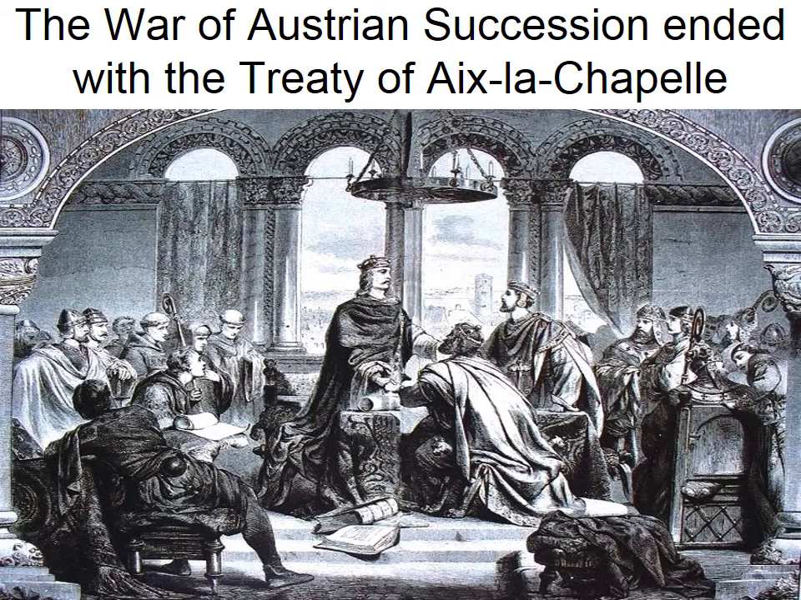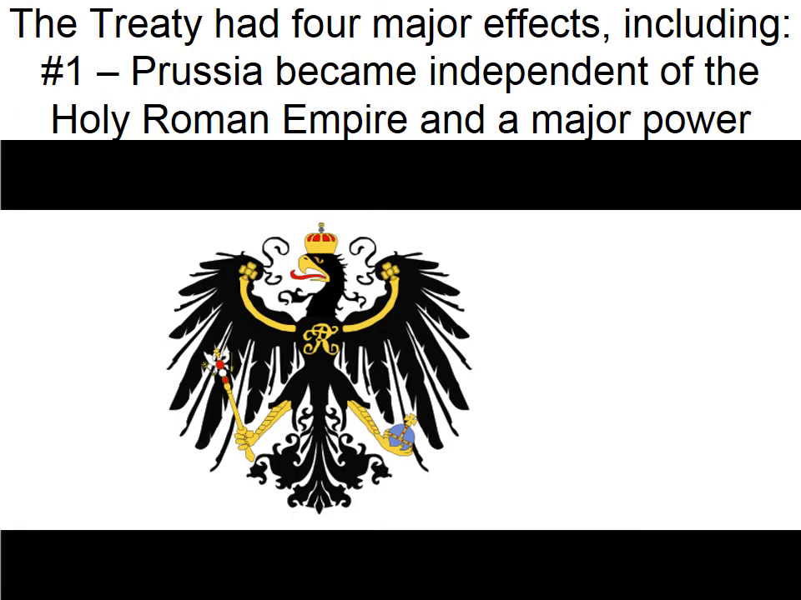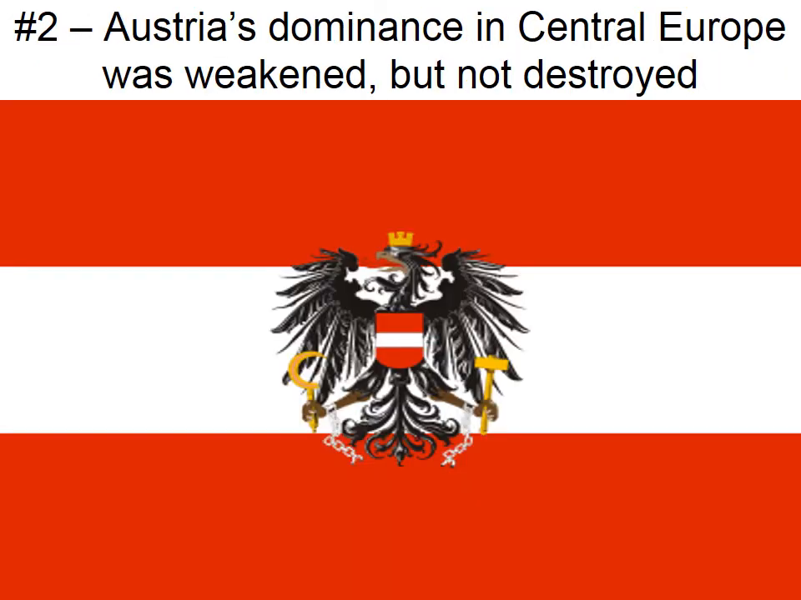the treaty was signed. The treaty had 4 major effects. Number 1, Prussia now became independent of the Holy Roman Empire and became its own major power. That was huge because before, Prussia was under the rule of the Holy Roman Empire, but now they were able to rule themselves independently. Austria was weakened. It wasn't destroyed. It still is going to be a very important country in Central Europe, and it's still going to be the seat of where the Holy Roman Emperor is going to come from, but it definitely was weakened.